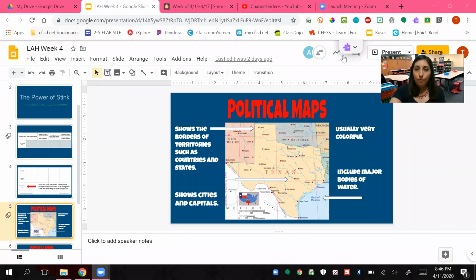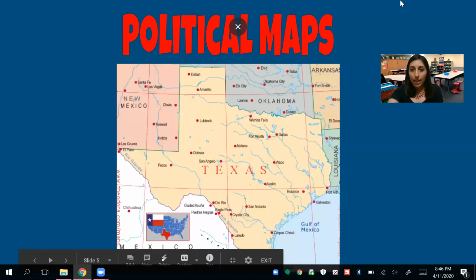Hey guys, today for social studies, we're going to be looking at two different types of maps. The first type of map that we're going to be looking at today are political maps. We're going to be using Texas as our example for both.